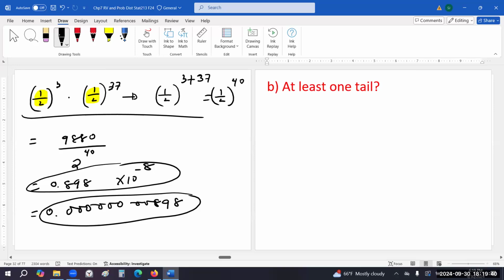What is the probability that you are going to get at least one tail when you flip it 40 times? What does at least one mean? Hmm? 0 and 1? No, at least once. At least one means one or more. That means we definitely cannot add all these probabilities, 1 to 40. So how else can we find this probability?